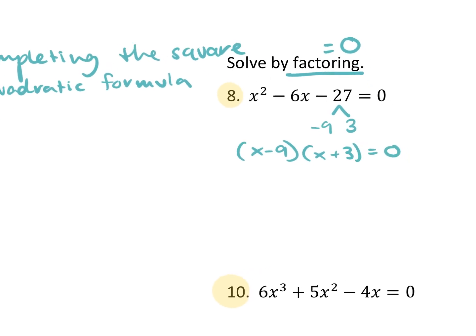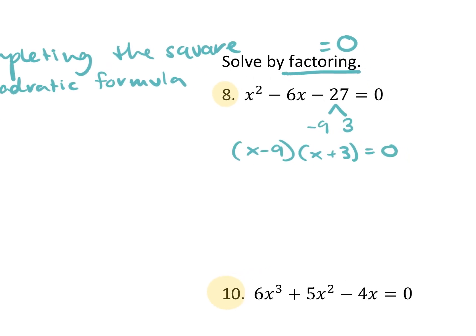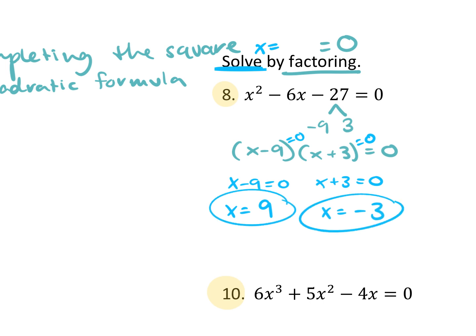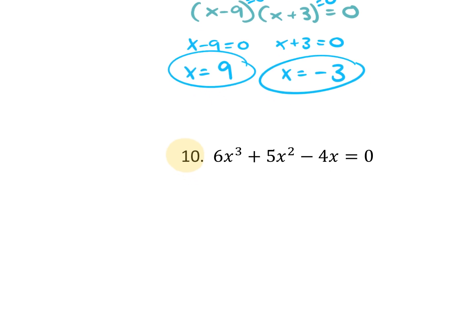Now when we're solving, we need to find what x equals. Solve means we got to find what x equals. So I'm going to set both of these equal to 0. So x minus 9 equals 0 and x plus 3 equals 0. So x is equal to what? Positive 9 and negative 3. Perfect. So these would be our 2 solutions here. Let's do 10 next. I'll do 9 after.